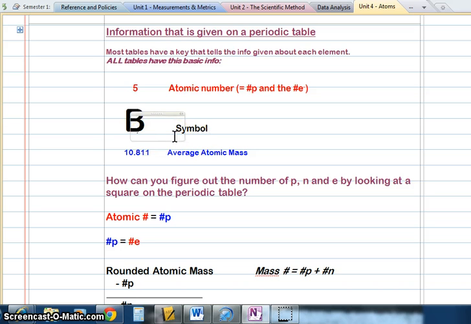The average atomic mass is, not all borons are the same. Some have a little more mass, some have a little less mass, so we take an average. The average atomic mass is really your protons and your neutrons of borons added together.